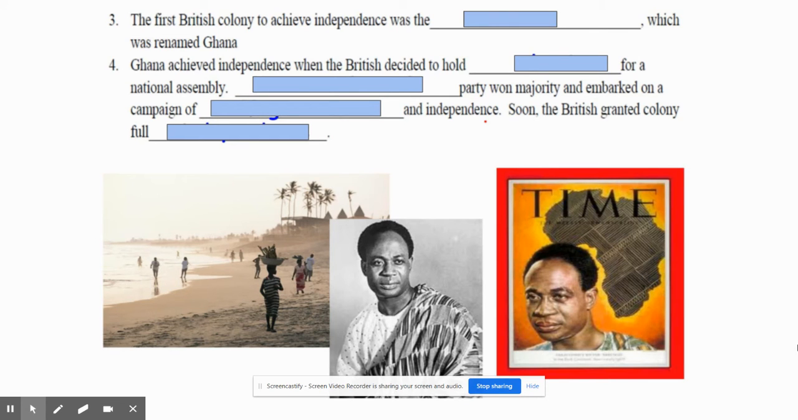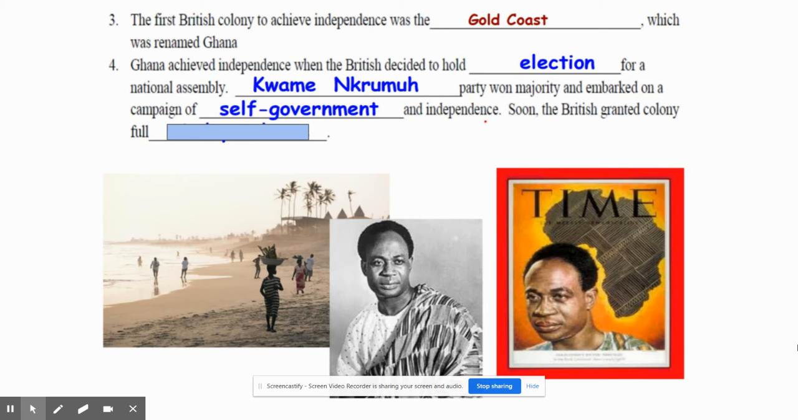And number three, the first British colony to achieve independence was the Gold Coast, which was eventually renamed Ghana. Ghana achieved its independence when the British decided to hold elections for a national assembly. Eventually, we're going to see Kwame Nkrumah, whose party eventually won the majority and embarked on a campaign of self government and independence.